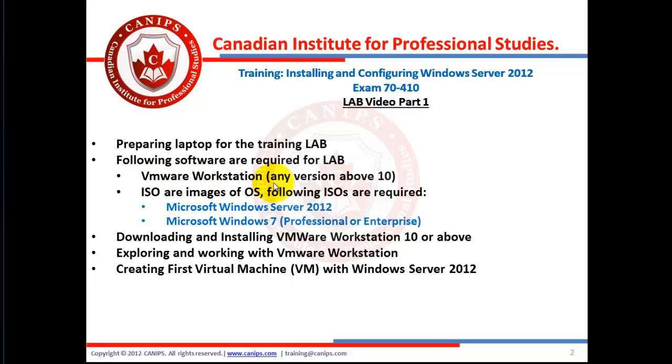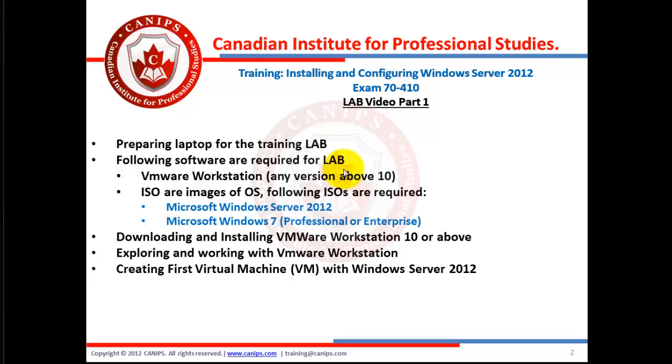Along with VMware Workstation, we're going to need ISOs for the operating systems that we will be creating VMs for. So we need an ISO for Server 2012 and an ISO for Windows 7. And if you need a VM for Windows 8, you need an ISO for that. For now, for our lab, we need the 2012 ISO and the Windows 7 ISO. An ISO, by the way, is the image of these operating systems that we use in a VM.